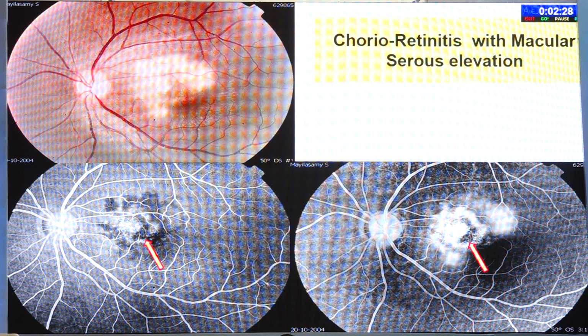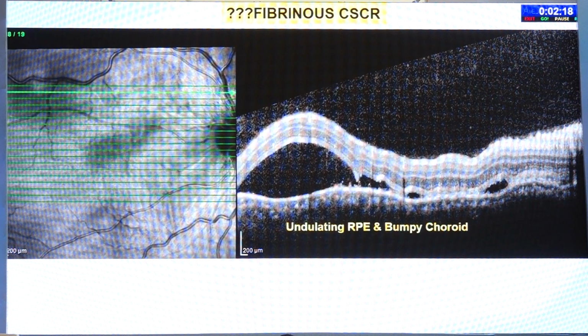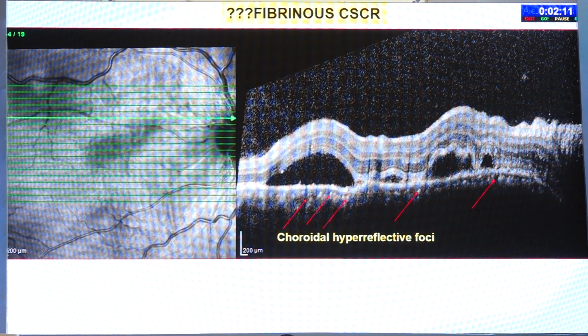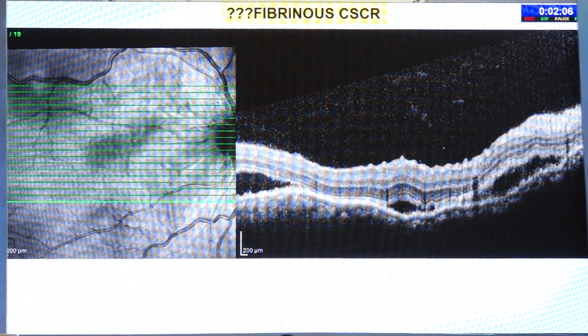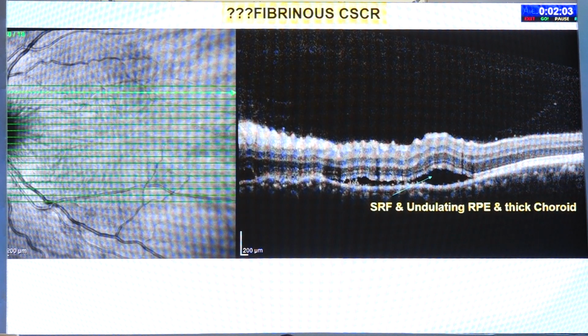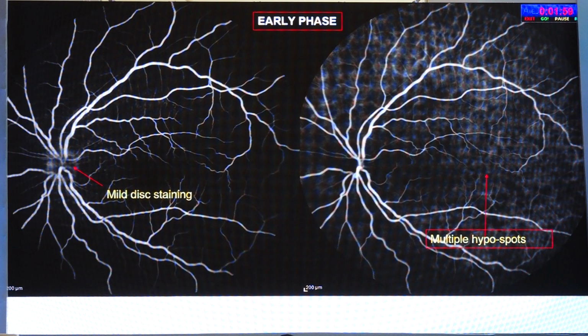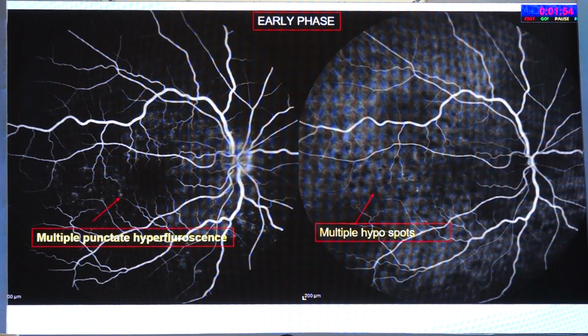This has to be kept in mind when you see the fibrinous variant of CSC. For example, this case was initially diagnosed as fibrinous variant of CSC with separate RPE, bumpy, undulating RPE, bumpy choroid with choroidal hyperreflective foci. So you can see the choroidal hyperreflective foci and subretinal fibrin overlying the undulating RPE and thick choroid in both the eyes of this patient. But when you do the FA and ICG, you can see these hypospots and the disc leakage in both the eyes.